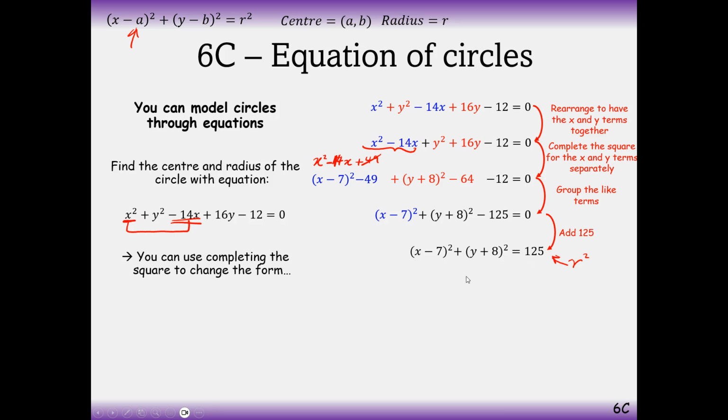Now we can read the center of the circle from it. What's the center of the circle? It is 7 comma minus 8, and square root of 125 is the radius. Now square root of 125 is 5 root 5. All right, that is the radius.